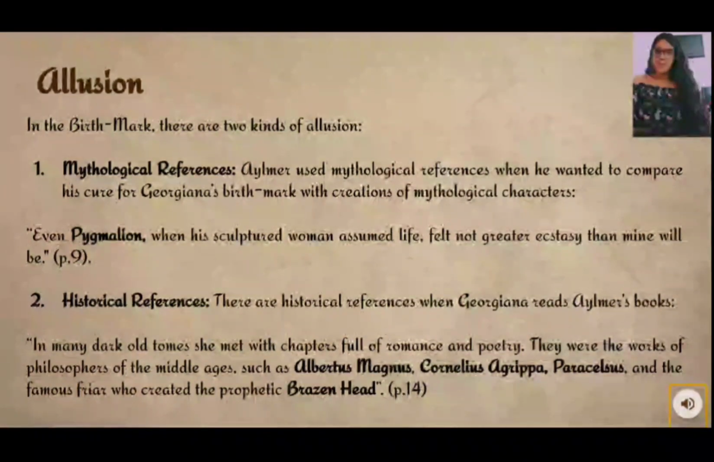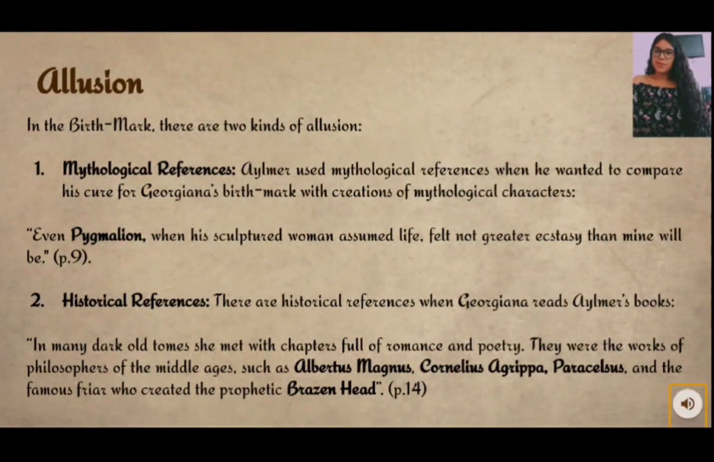Allusion. In The Birthmark, there are two kinds of allusion. First, mythological references. Aylmer used mythological references when he wanted to compare his cure for Georgiana's birthmark with creations of mythological characters. Even Pygmalion, when his sculptured woman assumes life, felt no greater ecstasy than might well be. The quotation shows Aylmer alluding to Pygmalion, a legendary figure from Cyprus.